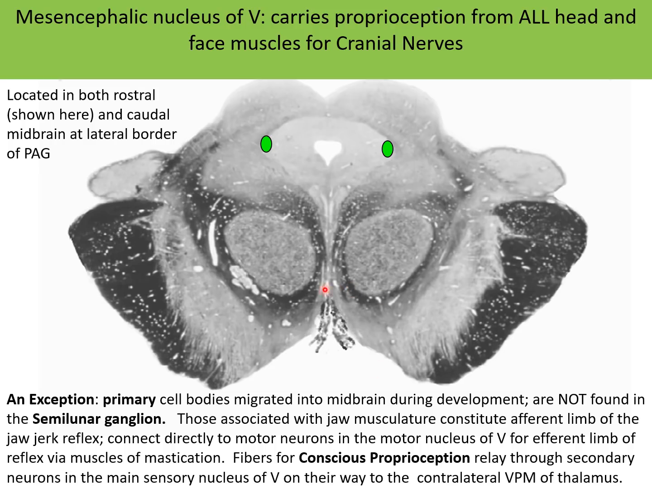Here in the midbrain, we can see the mesencephalic nucleus of 5, which is in the lateral portion of the periaqueductal gray, and it carries information about proprioception from the entire head.